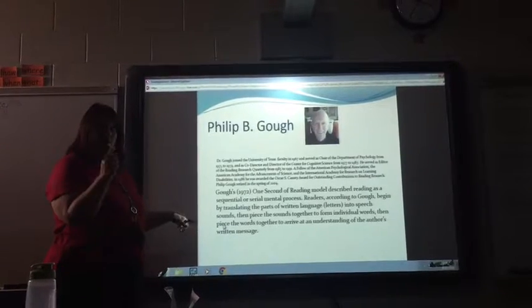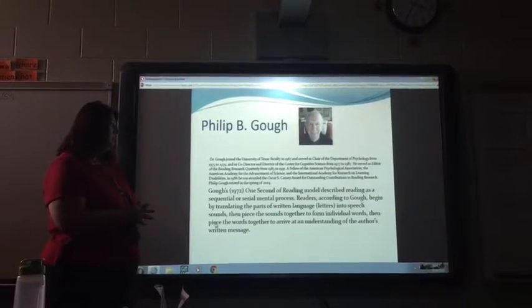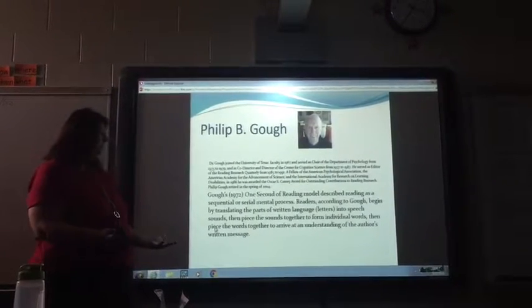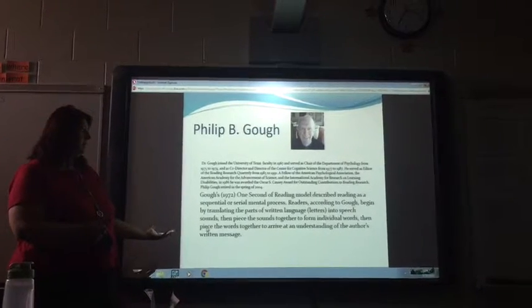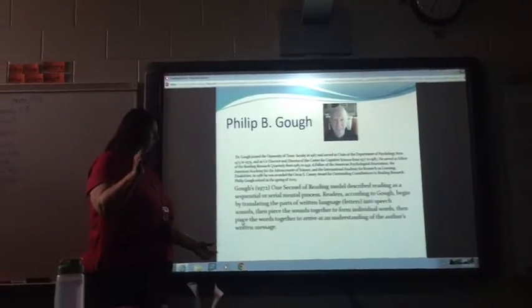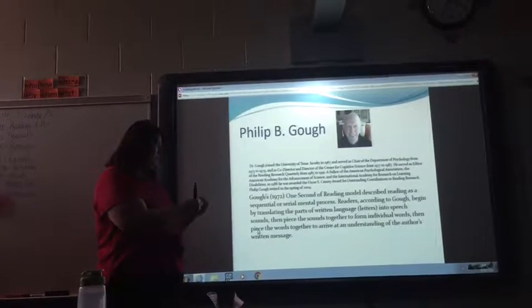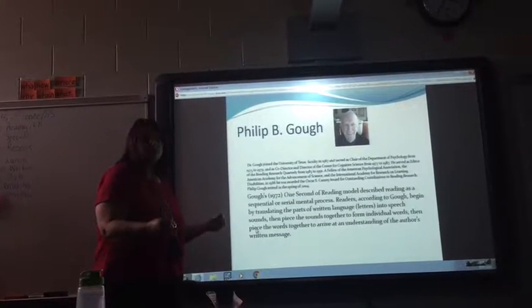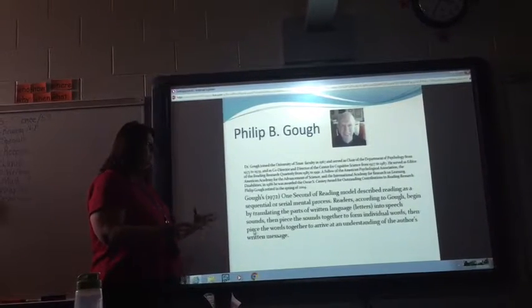He described in that article reading as a sequential or serial mental process. Readers, according to Philip Gough, begin by translating the parts of written language, the letters, into speech sounds, and then piece those sounds into individual words, then piece the words together and come up with the understanding of what the author's intent was, that they were trying to say, the written message.